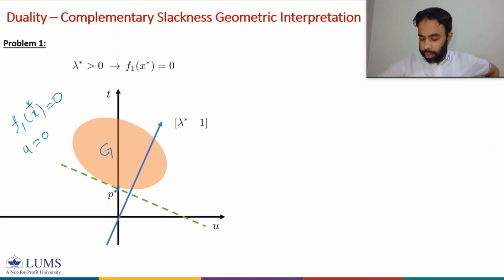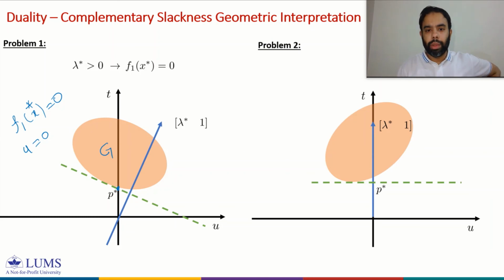So let's take another problem. In problem 2, we say the set G is given by this. In this problem, we note that lambda star is 0, or in fact you can see that f_i(x star), since p star is this value, so we know that f_i(x star), or u, is less than 0.